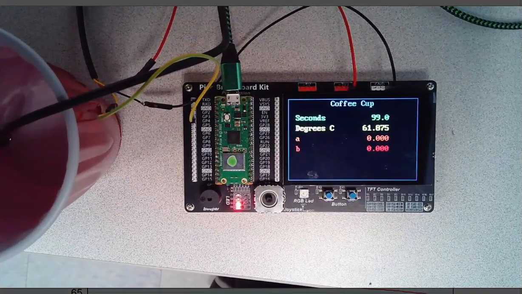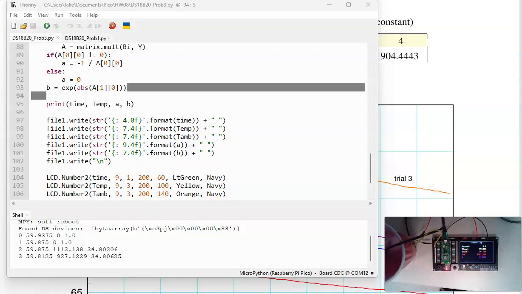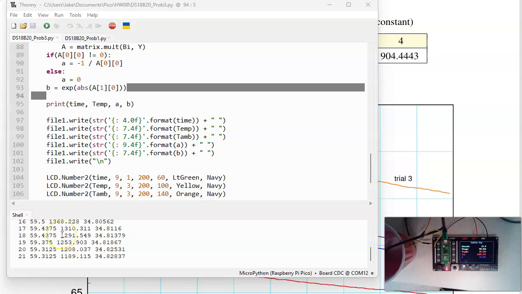Let's try that again. And as it's running, it's got the temperature of the cup, the ambient temperature that I hard-coded, and as it runs, every data point it updates your least squares curve fit for A as your time constant in seconds, and B, just how much the temperature is above ambient. And it also displays it on the shell window: time, temperature, time constant, and B.